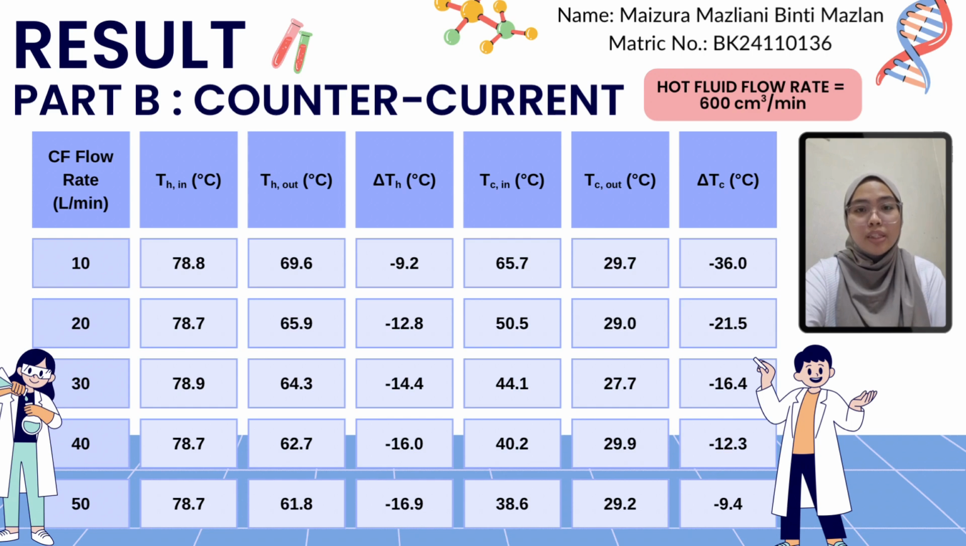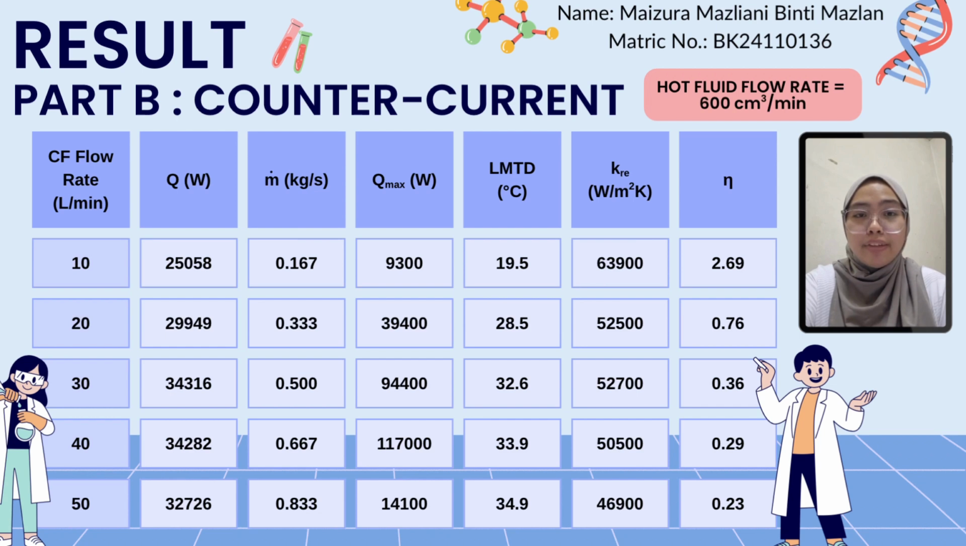My name is Maizra Mazani and I will be presenting the results for Part B, counter-current flow configuration. In this experiment, we kept the hot fluid flow rate constant at 600 cm3 per minute while varying the cold water flow rate to evaluate the thermal performance of the counter-current heat exchanger. Now, let's look at the key findings. First, the heat transfer rate, Q.